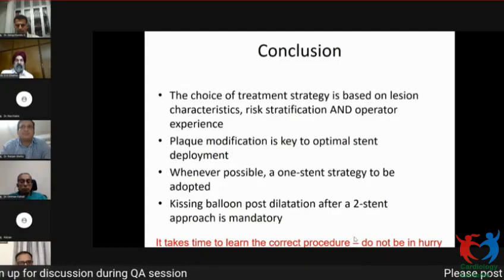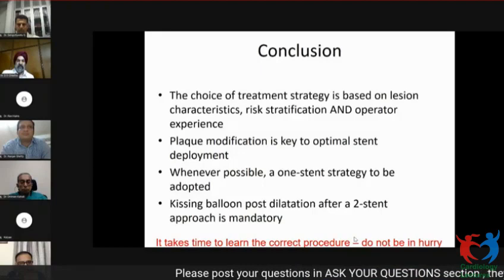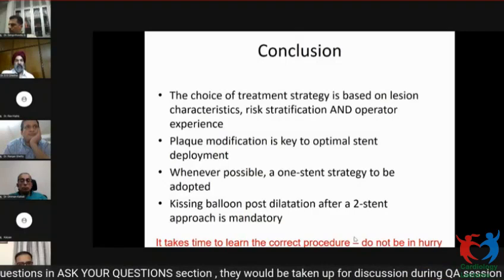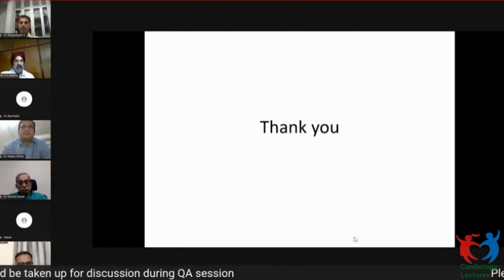Plaque modification plays a very, very important role, and whenever possible, one stent is to be preferred. And if you're doing a two-stent, kissing is very, very important. Well, it takes time to learn the procedure, and please don't ever be in a hurry to do anything to prove a point. Thank you so much for your patient hearing.